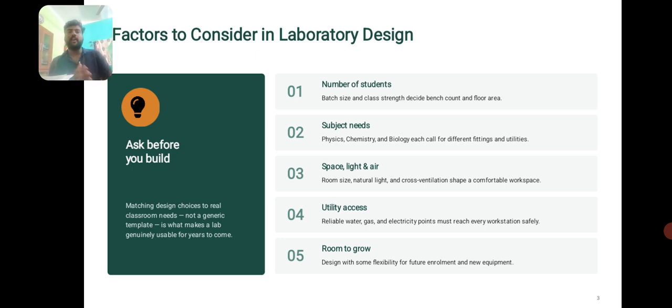Utility access means the safe water, gas, and electricity lines must be easily reached within the workstation. And last of all, room to grow. That means the design should have a little extra room for future students or future equipment, or we just normally say a storeroom.